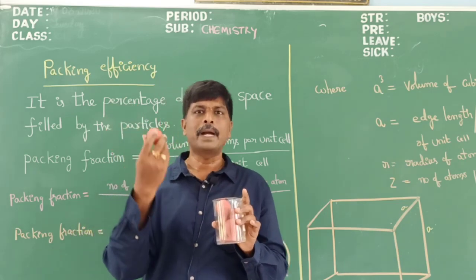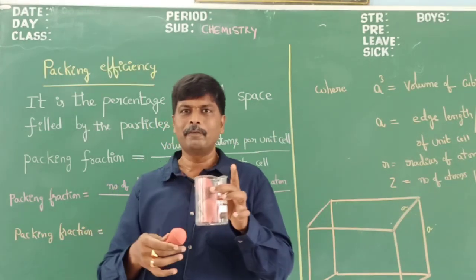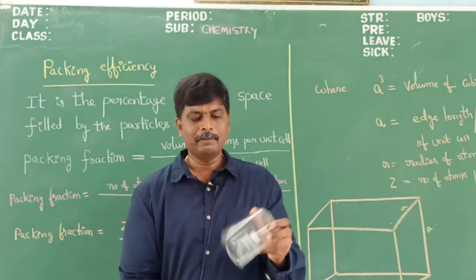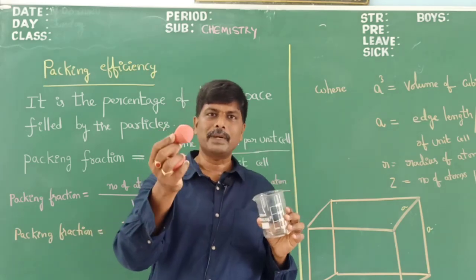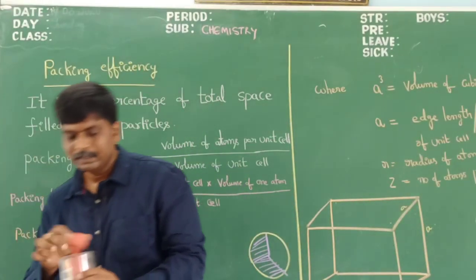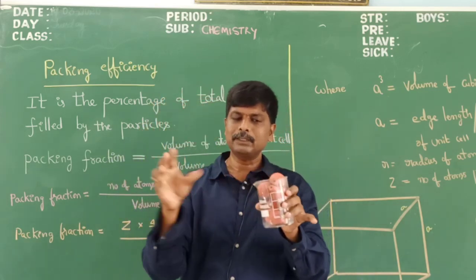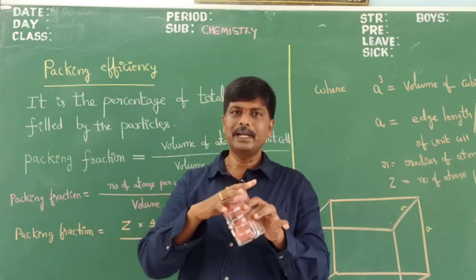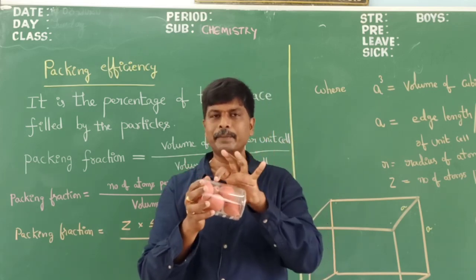With this type of particles, it is not possible to fill 100% of the available volume. Available volume is the entire volume. The volume of this beaker is the available volume. I placed 5 particles in this beaker, and you cannot place one more particle inside this beaker. It is filled, but 100% of the available space is not occupied by these particles.